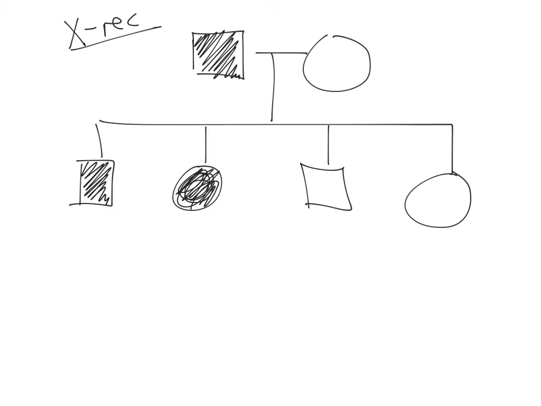Let's pick on the daughter that's affected. If this is recessive, what does her genotype have to be if she's got the disease? It's recessive. So it's X minus over X minus. She has to have both bad mutant versions of the X chromosome to have this disorder. What does it take to be an affected male? Well, you only get one X chromosome. So his X must be minus.